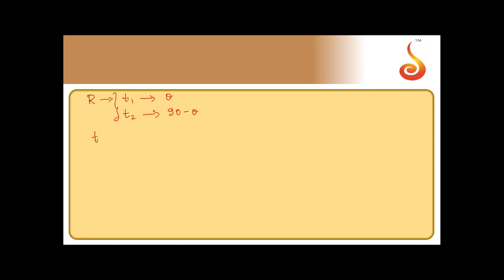So in that case, T1 should be equal to 2u sin theta divided by g. Similarly, T2 should be equal to 2u sin of 90 minus theta divided by g, that is equal to 2u cos theta divided by g, since sin of 90 minus theta is cos theta. So now what you need to calculate here is the product of time of flight. T1 T2 is proportional to what? That's what you have to calculate.